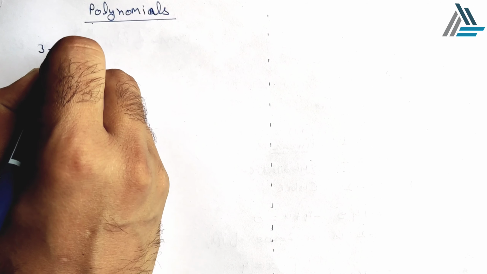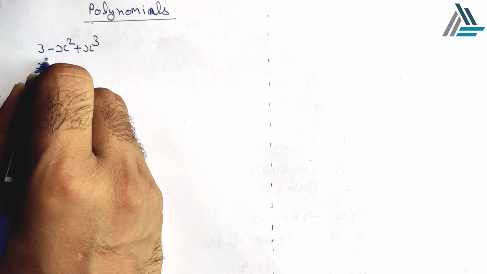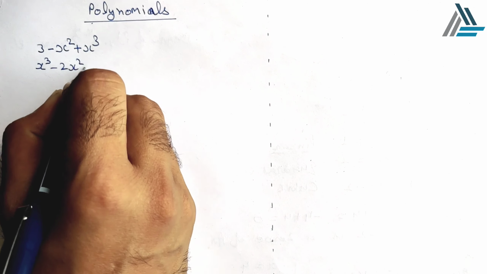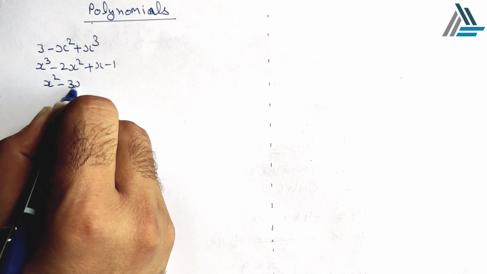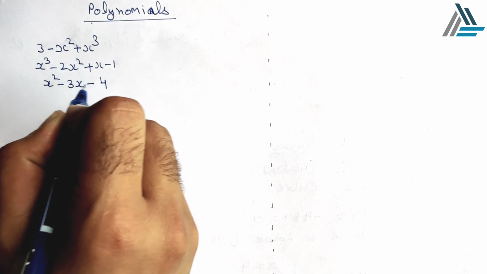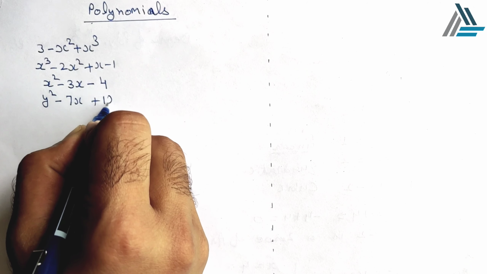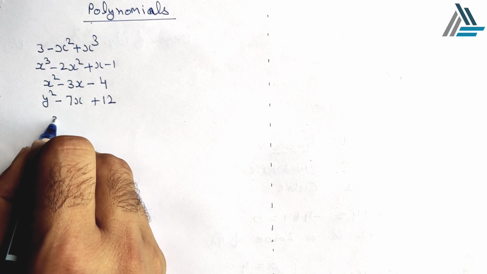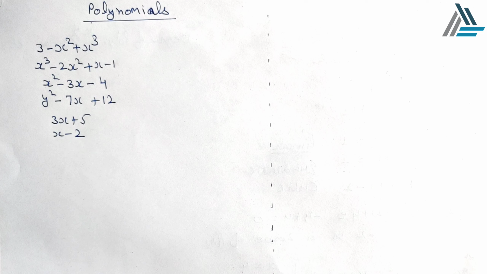3 minus x square plus x cube, x cube minus 2x square plus x minus 1, x square minus 3x minus 4, y square minus 7x plus 12, 3x plus 5, x minus 2. These all are algebraic expressions of constants and variables and are known as polynomials.